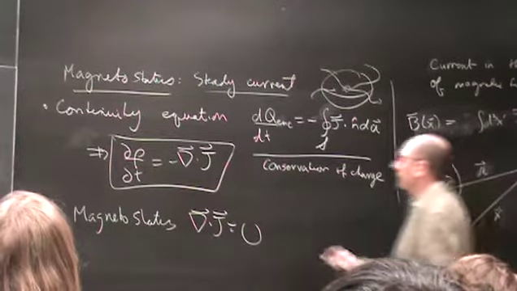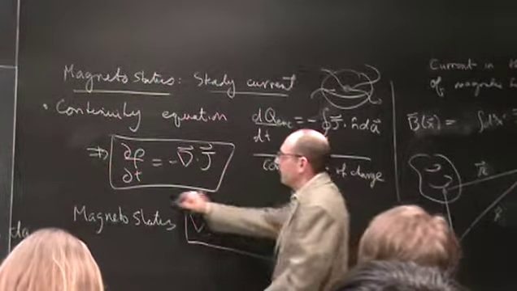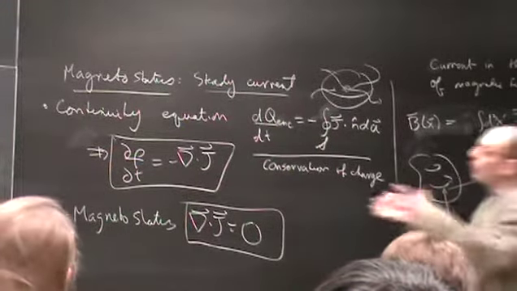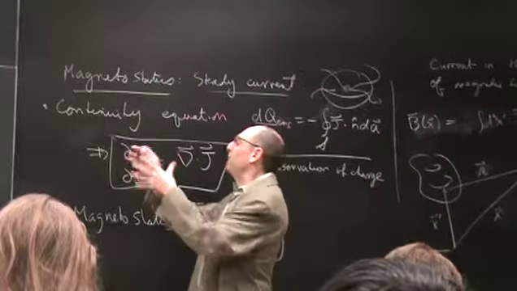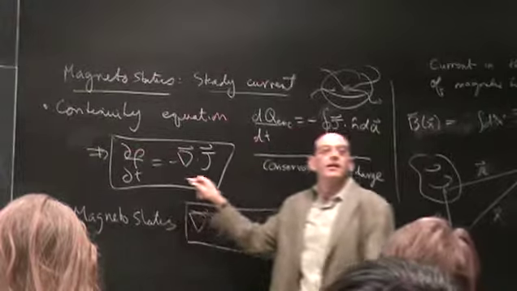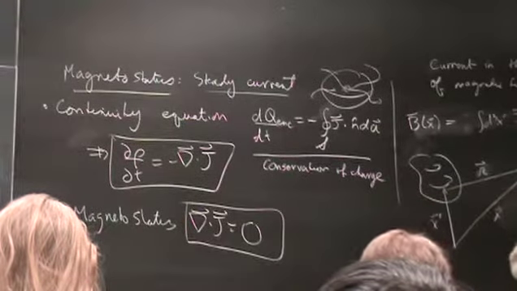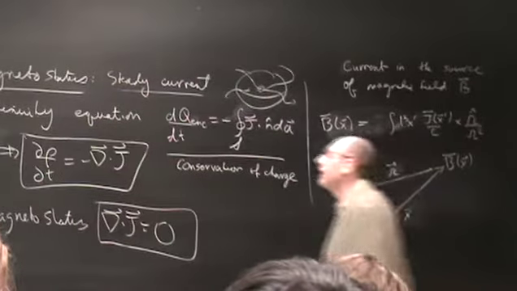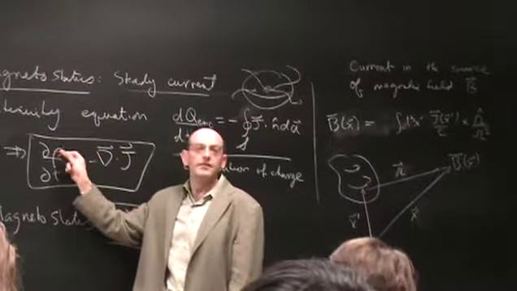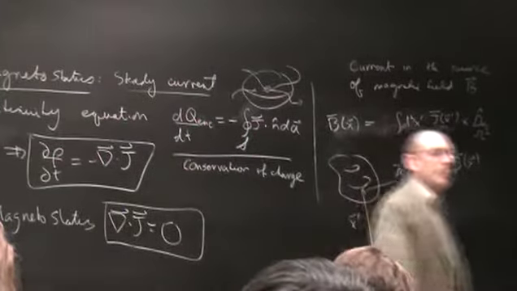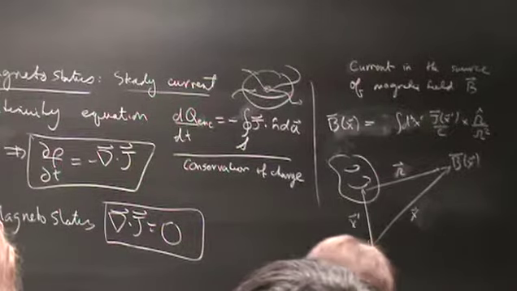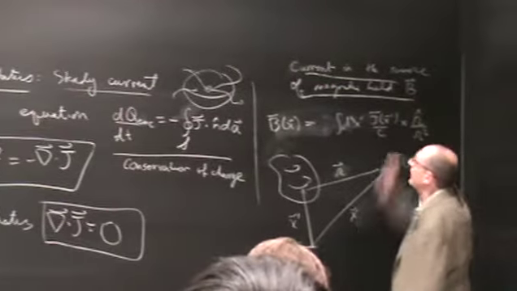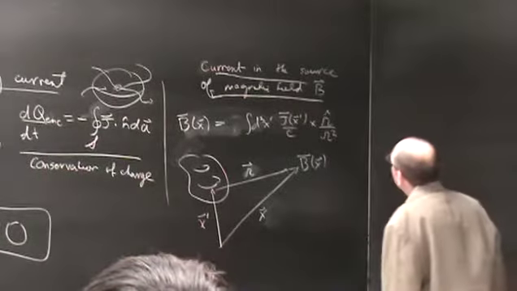And in magnetostatics, what this is saying is that the divergence of the current density is thus zero. So that is to say, the local charge density neither builds up nor spreads out if this is zero. So magnetostatics and electrostatics can be treated in the same context, because electrostatics means that the charge density is constant in time. That's electrostatics.